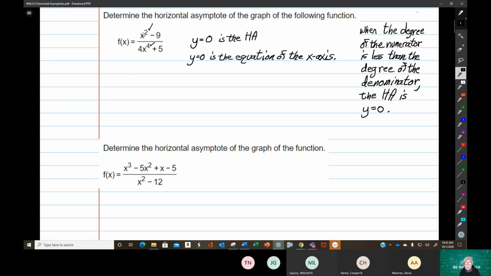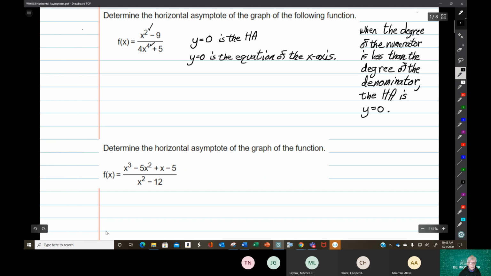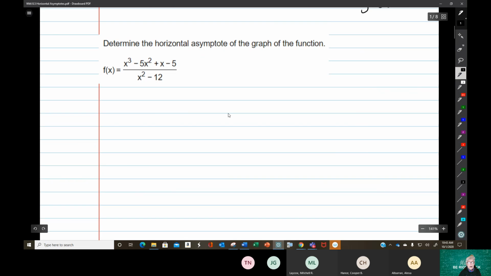When the highest power on top is less than the highest power on the bottom, you don't even need to calculate anything. The horizontal asymptote is y equals 0, the x-axis. Now, sometimes you have the other situation, when the degree of the numerator is higher than the degree of the denominator.